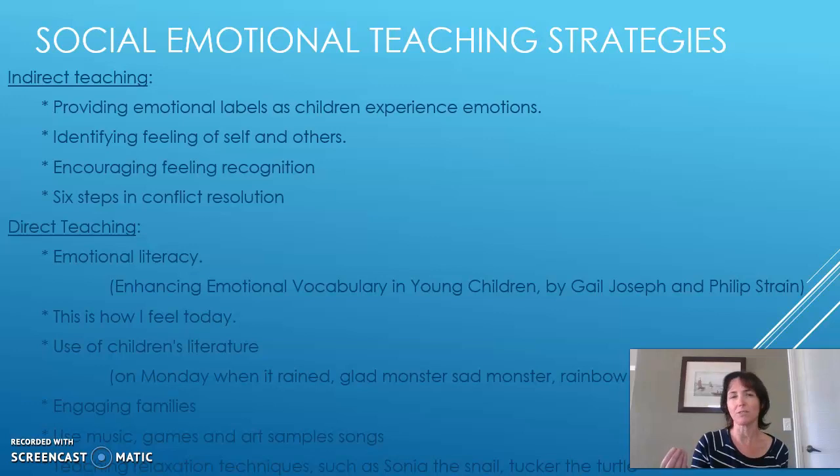There are two ways of teaching these strategies. One is indirect and the other one is direct. The indirect teaching is, for example, providing emotional labels as children experience emotions. So these are things that happen in the moment, the indirect. So, for example, a child is looking a little bit upset. We might label it, "Wow, it looks like you're really upset today," or maybe "You're looking sad." We're just using the right wording to what's happening.